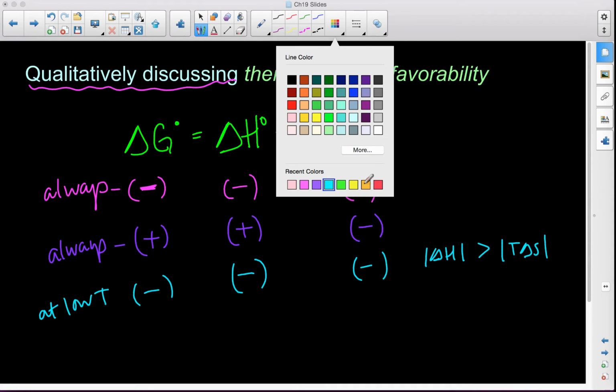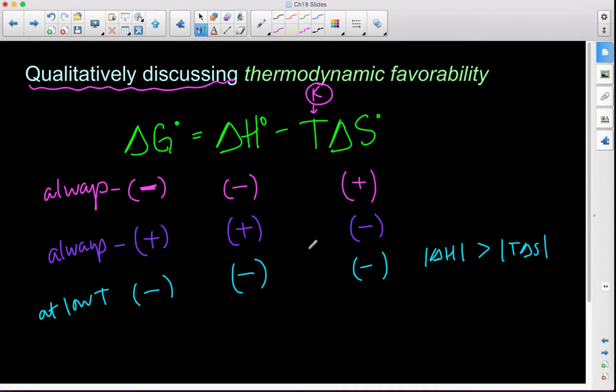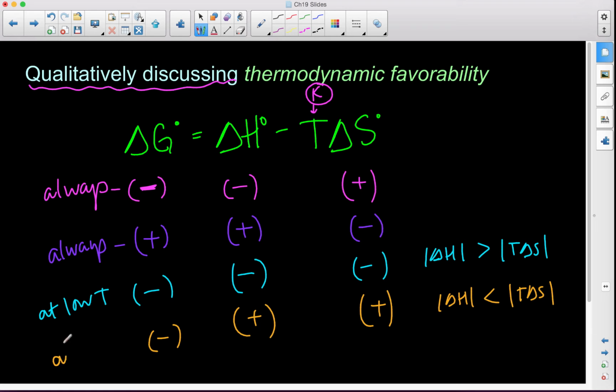As a point of reference, if this is unfavorable, but this happens to be favorable, now what happens? Right, this is a positive value. This one is going to be where our negative comes from, which means that in this instance, I need the absolute value of delta H to be less than the absolute value of my T delta S, which means that this is spontaneous at high temperatures.